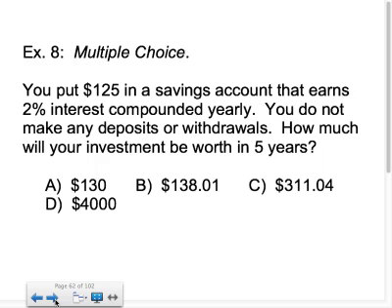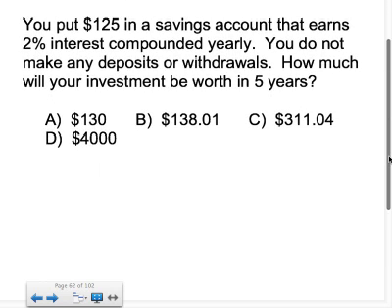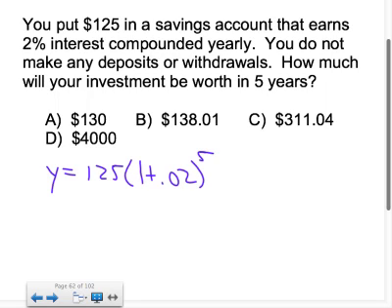Example 8 says you put $125 in a savings account that earns 2% interest compounded yearly. You do not make any deposits or withdrawals. How much will your investment be worth in 5 years? Same idea. If I'm you, I'd pause the video and try it. So y equals initial amount times 1 plus 0.02 raised to the fifth power.